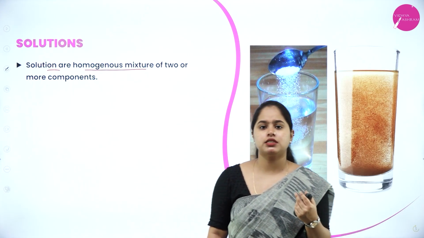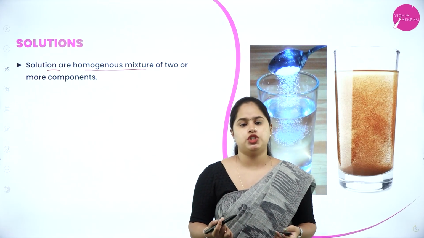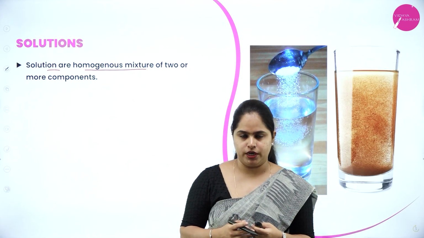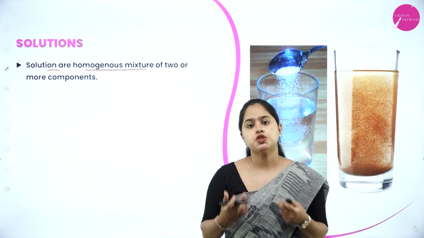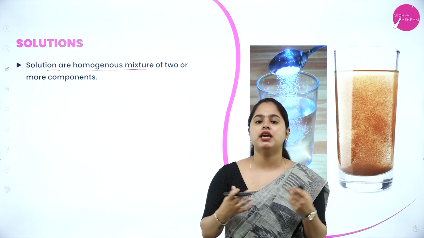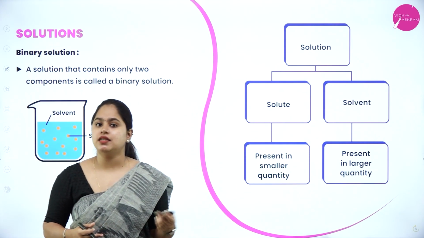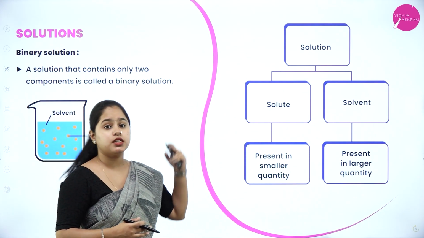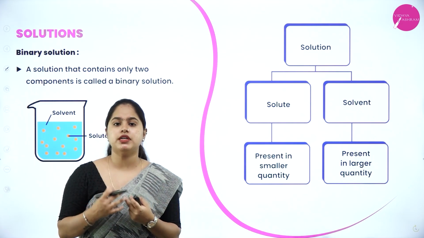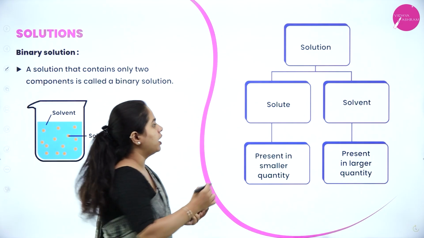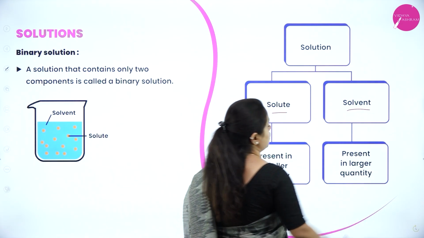I hope the definition is clear. Solutions are homogeneous mixtures of two or more components. So what are these two or more components which make up the solution? They are called solute and solvent. We know that a solution is made up of, or the components which make up the solution are, solute and solvent.